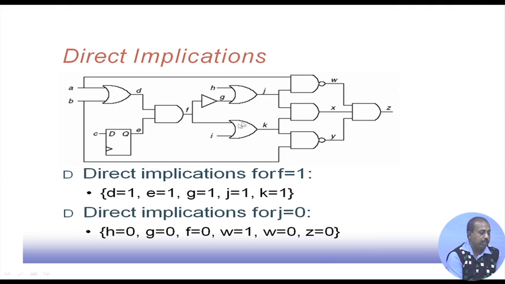Similarly, if I say j equal to 0, then its direct implications are h equal to 0, g equal to 0, f equal to 0, and x equal to 0 and z equal to 0. So, for any signal, if we give it some value, these are the various signal values that will occur. We can come to a direct implication for all those signals, so we do not need to calculate them again at the time of generating the test pattern set.